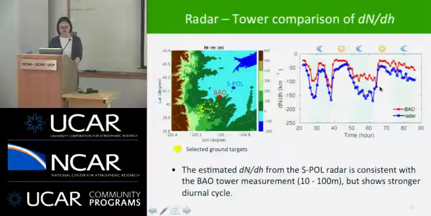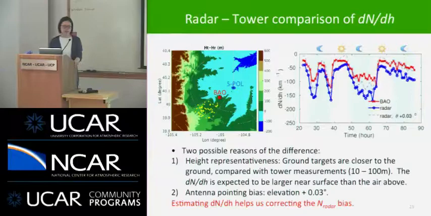We came up with some reasons to explain the differences. The first is probably that the height representativeness is different. Your ground targets are closer to the ground compared with a tower. The ground targets, for example power towers, could be 10 or 20 meters height above the terrain, so what we measure is really close to the ground, 10 or 20 meters. But the BAO tower measures from 1 to 100 meters high. And we know that closer to the ground, the refractivity changes much more than above. So probably this is caused by the height representativeness problem.